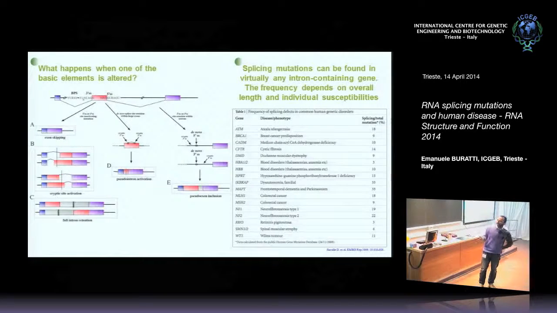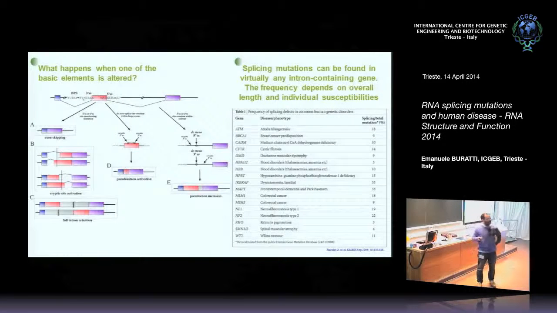So how often do splicing mutations of this kind occur? This is a review that I wrote a few years ago, and basically the bottom conclusion that you can get from looking at many kinds of diseases, and looking at how many of the mutations can affect the splicing process, is an average of 10 to 15%, but it can vary from as low as 3 to as high as 50.